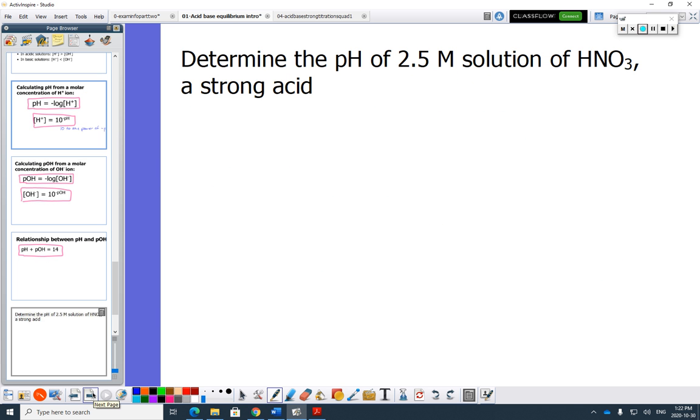Okay, so when you have a strong substance, then determining the pH is really, really easy, because a strong acid dissociates 100%.